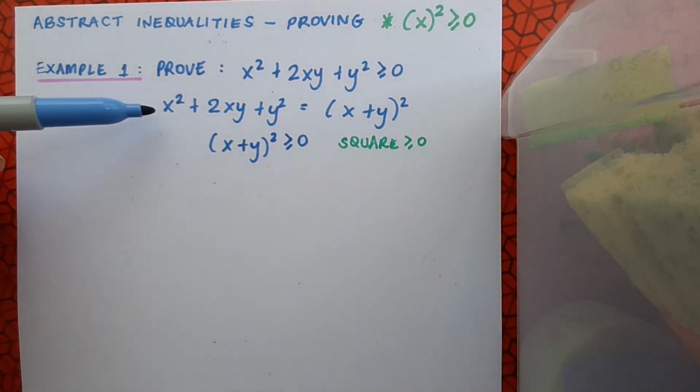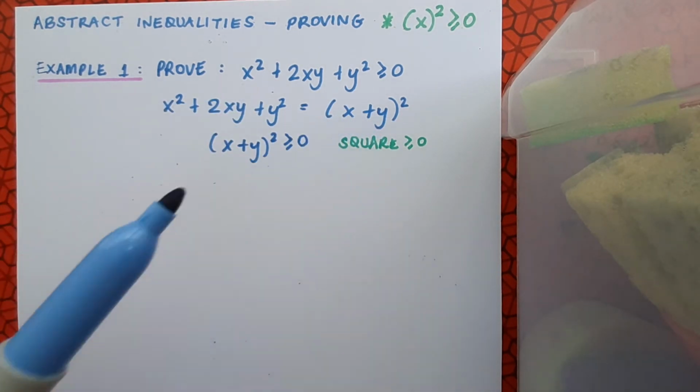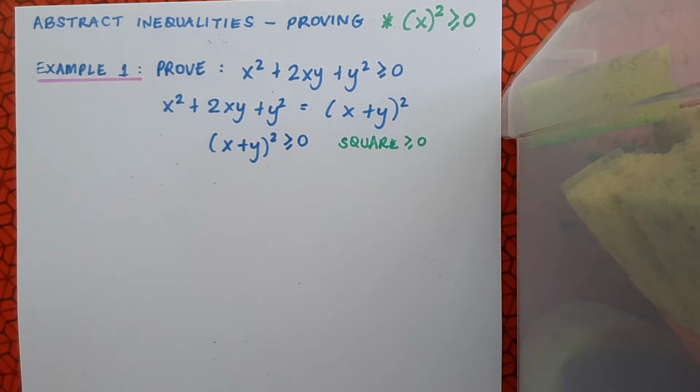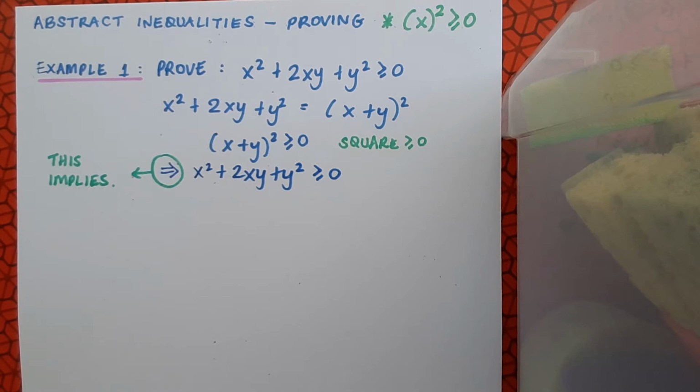But of course, these two expressions are equal. So instead of writing (x plus y) squared, I can say x squared plus 2xy plus y squared is greater than or equal to 0. I'm going to use the 'this implies' symbol because I'm getting this line from the previous line. It follows on from it. You can stick a little QED at the end if you like to kind of finalize it.